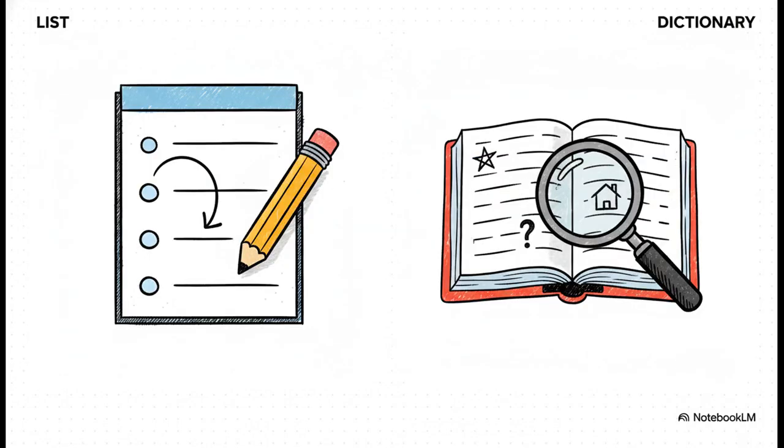So, here's the bottom line. It's really simple. You use a list when the sequence is everything, like the steps in a recipe. You use a dictionary when you need to look things up by a specific, unique name, like finding an employee's ID number. Order versus label, that's the key difference.